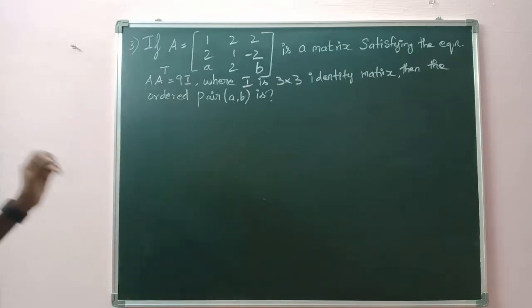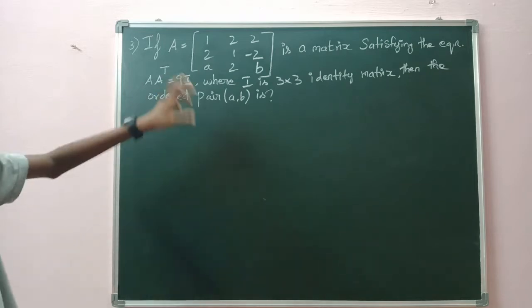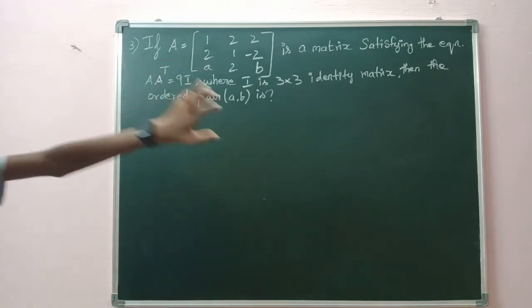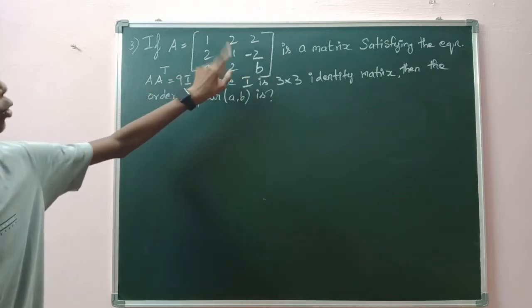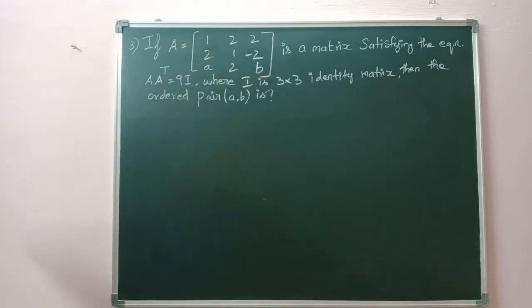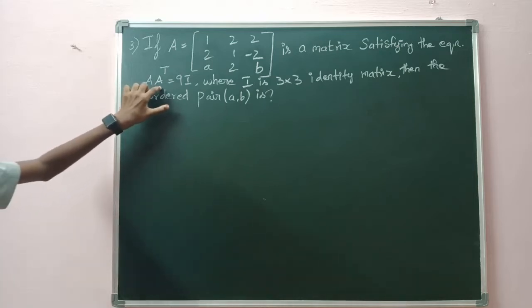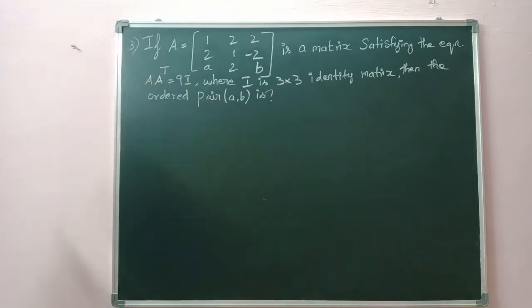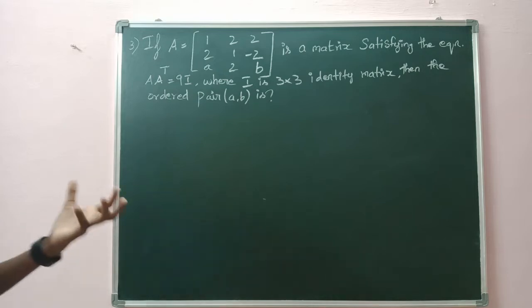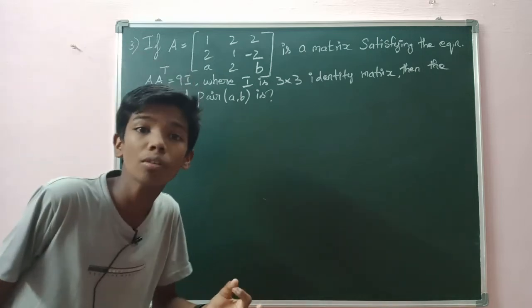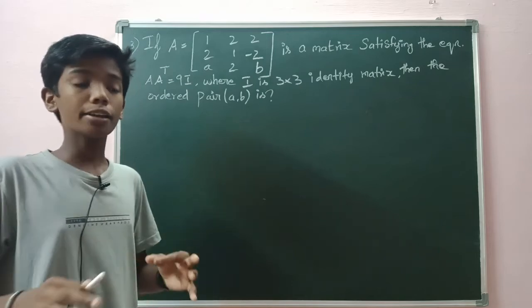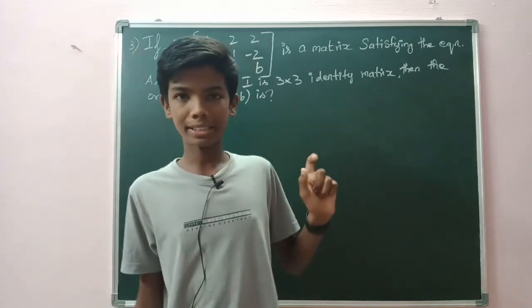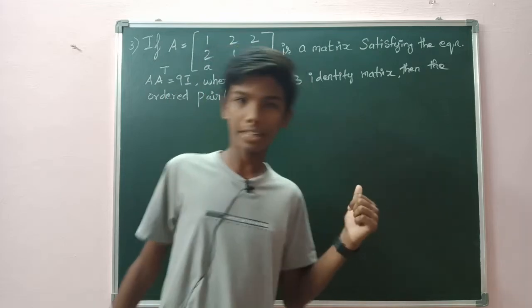Our next question is, if a matrix A is equal to, they are given some matrix like 1, 2, 2, 2, 1, minus 2, a, 2, b. This is a matrix satisfying the equation A into A transpose is equal to 9I, where I is a 3 cross 3 identity matrix, then the ordered pair (a, b) is what? That's the question. Guys, this is not a very tough question, but you're supposed to understand it well. If you use some of the properties of matrices and determinants, then this question is very easy.